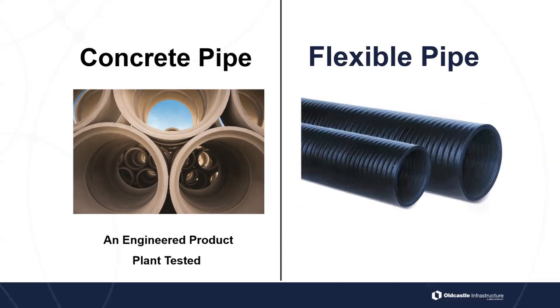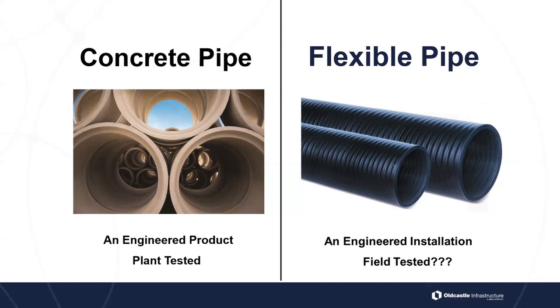Now, flexible pipe can include, this picture here is of a thermoplastic high-density polyethylene, or HDPE, pipe. It could also be a corrugated metal pipe, or just a standard metal pipe. It could be polypropylene, any plastics, any plastic hybrid like a steel ribbed HDPE pipe. Those are flexible pipes, and a flexible pipe is an engineered installation, and it's field tested, or at least it should be.